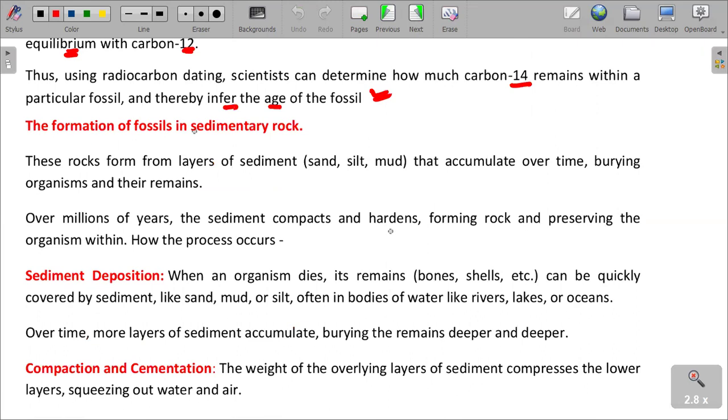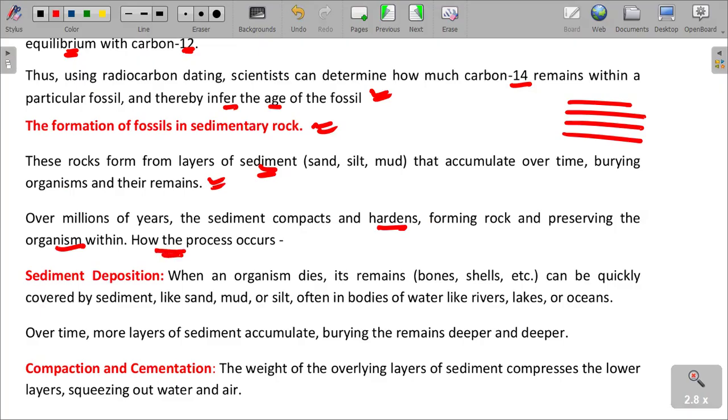The formation of fossils in sedimentary rocks is the last part that we want to look at. These rocks form from layers of sediments, which we are saying are piled layers. They form from piles of silt that accumulate over time, bearing organisms and their remains. Over millions of years, the sediments compact and harden, forming rock and preserving organisms within.